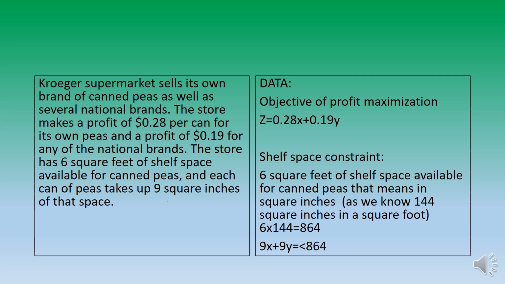So you see, the constraint equation has been made, in which X is the local brand and Y is the national brand. Every can takes 9 square inches of space. So 9x plus 9y is less than or equal to 864. Why? Because it is the maximum space. That is why it is less than or equal to.